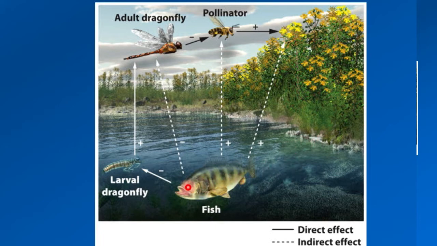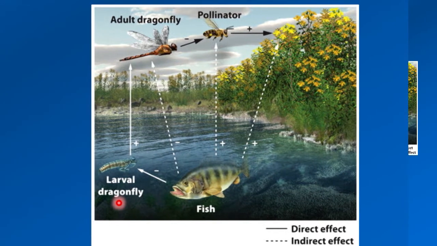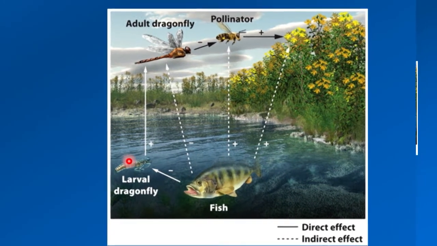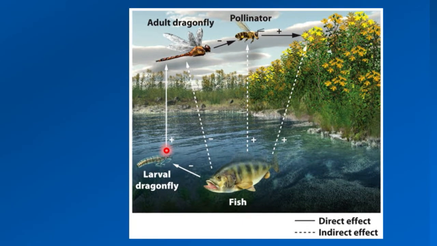You have a fish here that has a direct negative impact on larvae of the dragonfly. So they're eating the dragonfly, okay? The dragonfly larvae have a positive impact on adult dragonfly. If there are larvae, you'll have more adults in the system, okay? But when the fish is there, you'll have less because the fish is eating the larvae. So you get less adults with the fish present.